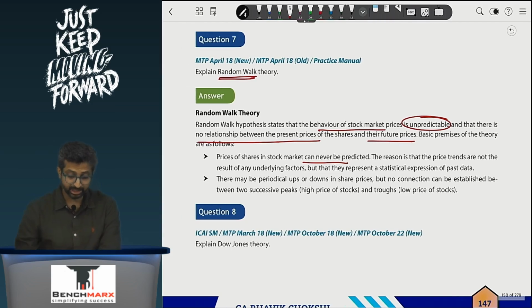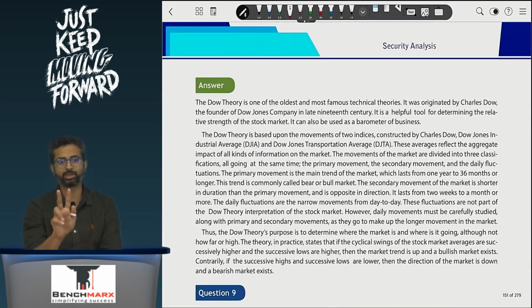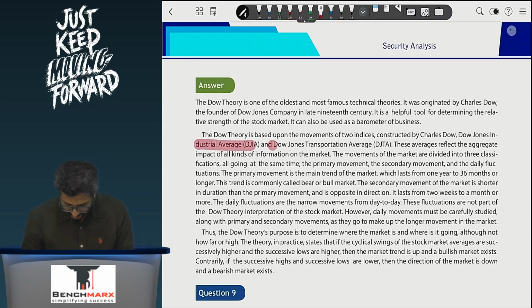Then explain the Dow Jones theory. Now there was a guy called Charles Dow. Have you heard about the Dow Jones? Yes, it is one of the important US indicators. So Charles Dow said that my averages are very important averages. The Dow Jones Industrial Average, DJIA, and the Dow Jones Transportation Average. So you just remember these two. He said you look at these two indicators, you have to take their average.